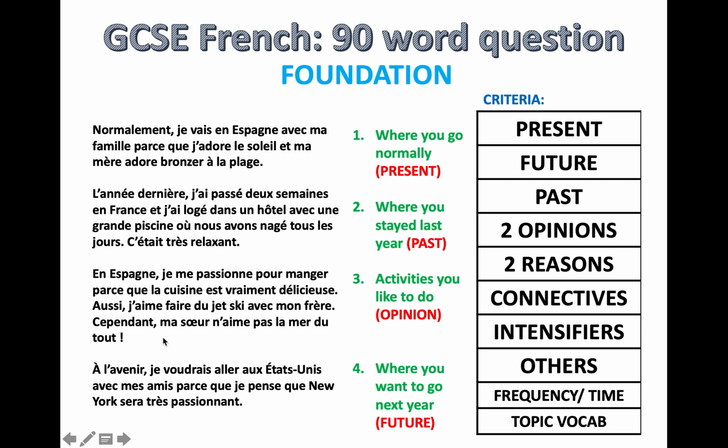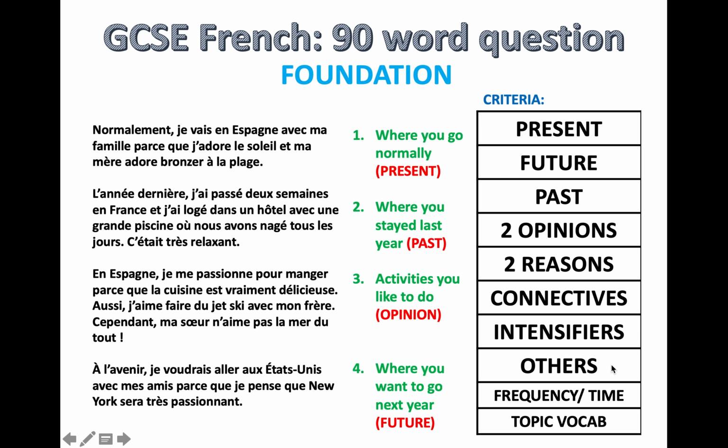It looks a bit more, doesn't it, when we're seeing it all together? But each bullet point, I hope we look at and think it's not too much, it's not overwhelming for us to write. There's a criteria on the right-hand side of good things that we should include in any 90-word writing we do, regardless of the topic. We should refer to the present, we should refer to the future and the past. We should give 2 opinions with 2 reasons. We should use connectives and intensifiers. We should talk about others.